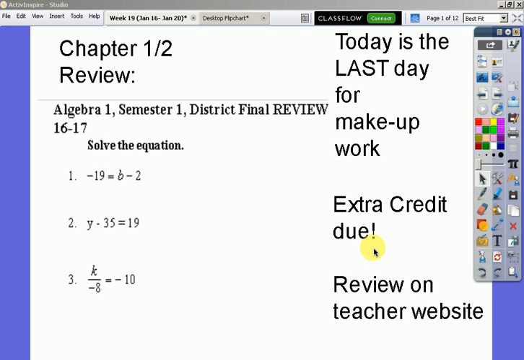So the first three are simple linear equations. The trick to these is just remembering your opposites in terms of operations. So for the first one, what do we have to do to solve for b? We're just going to add 2 to each side.